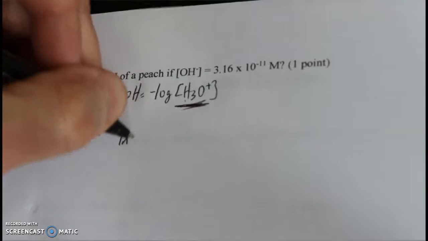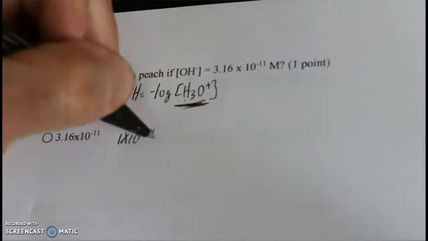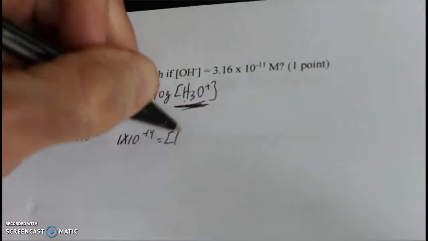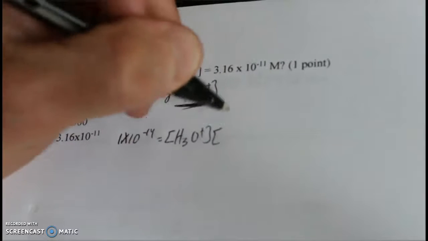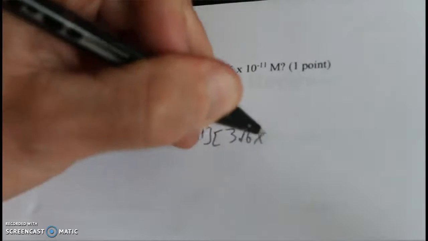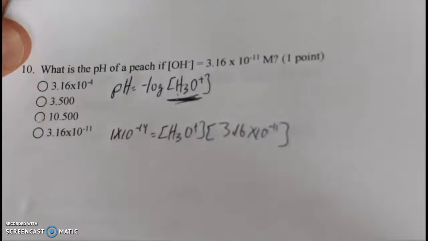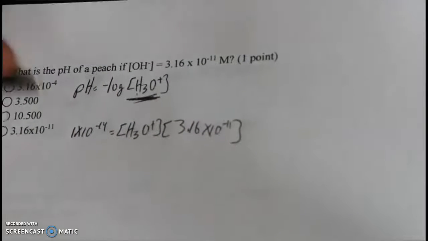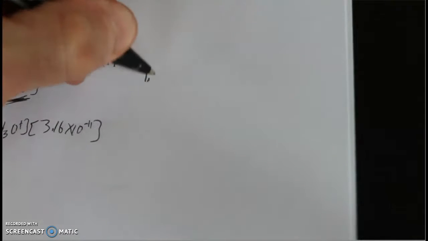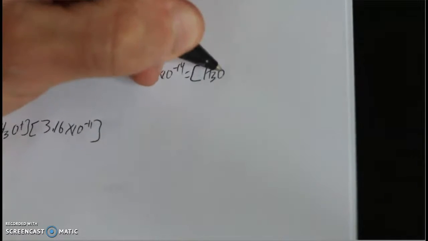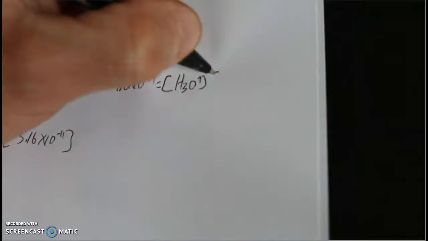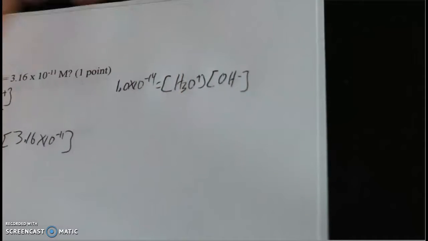And to do that, we end up using this constant, 1 times 10 to the negative 14th, and that's equal to the hydronium ion concentration multiplied by the hydroxide ion concentration, which is given in the problem. Now, the reason why we use this equation when you're working with acids and bases and looking at concentrations, what we get is this 1.0 times 10 to the minus 14th. That is equal to the hydronium ion concentration multiplied by the hydroxide ion concentration.